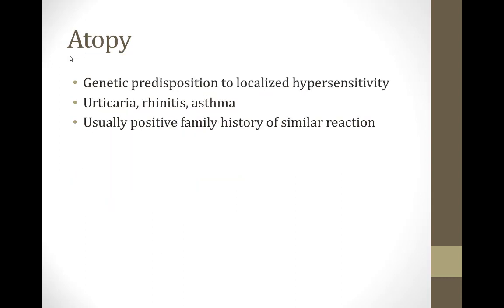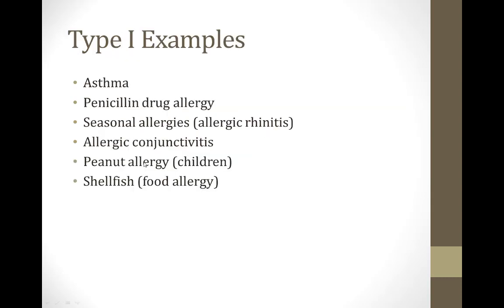You may have heard of the term atopy, or you may have heard that a patient is atopic, and this refers to a genetic predisposition to hypersensitivity. These patients often have multiple different types of type 1 reactions, so they may get urticaria sometimes, rhinitis other times, and also asthma, and usually there is a positive family history of a similar reaction. So what are some examples of type 1 hypersensitivity reactions? Well, asthma is a classic one.